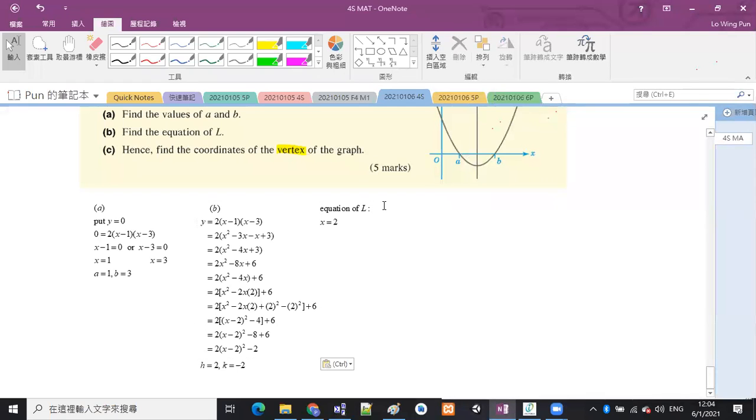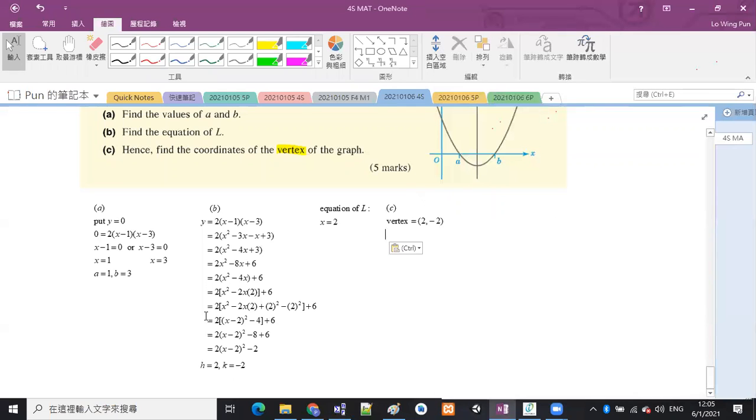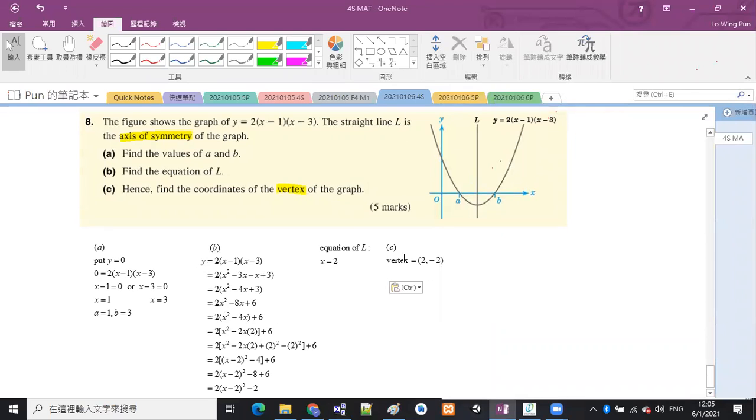Okay? And then part C will be very easy because we have already done the AHK form. The vertex will be just the H and K values. The coordinates of the vertex is just the H, K value. That is 2 and negative 2. Because we have already done the AHK form, we do not need any calculation steps in part C. Just write down the coordinates of the vertex. Can you get this?